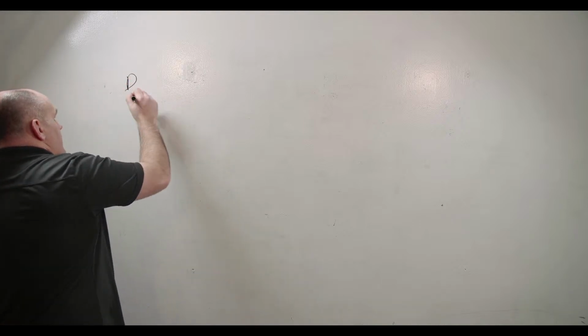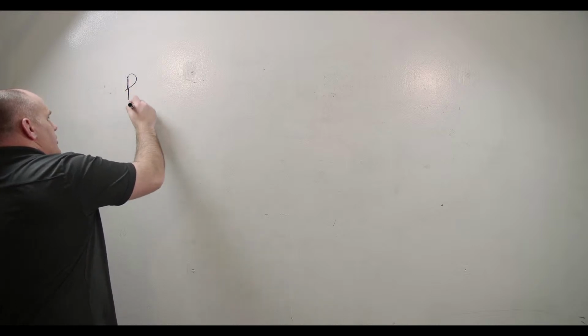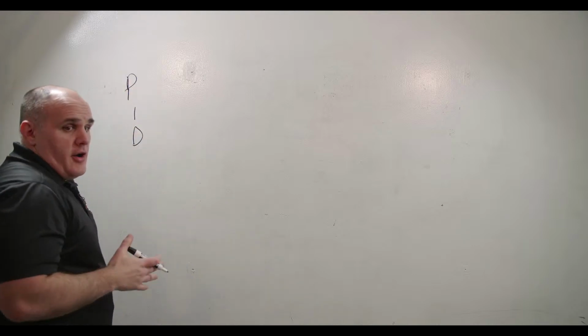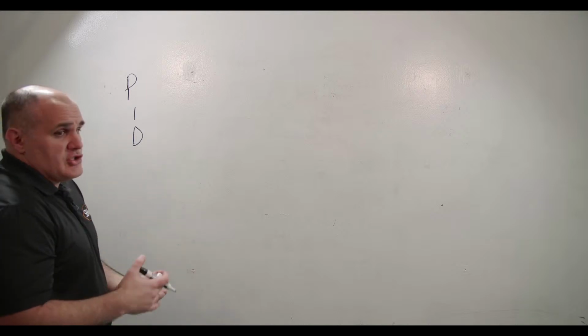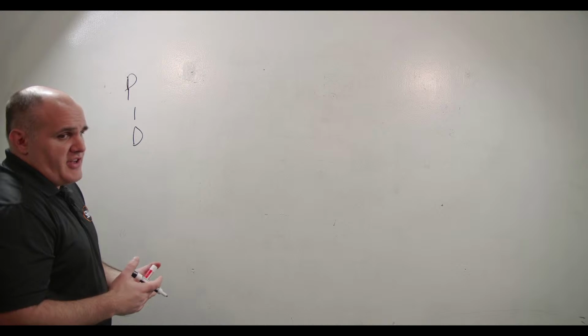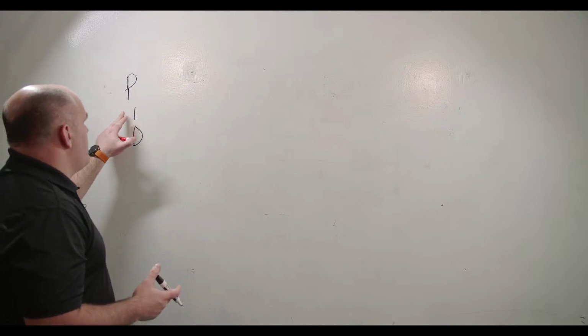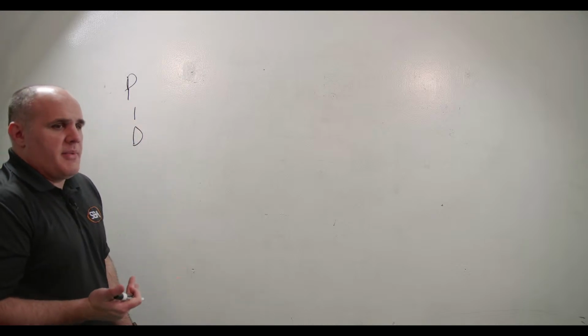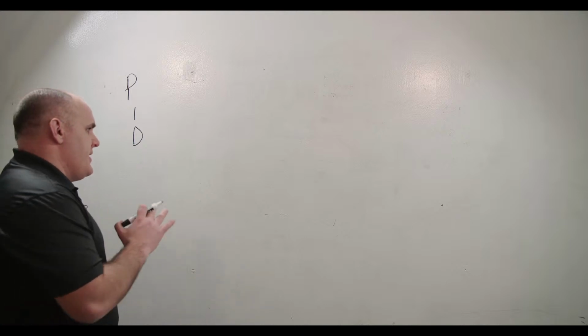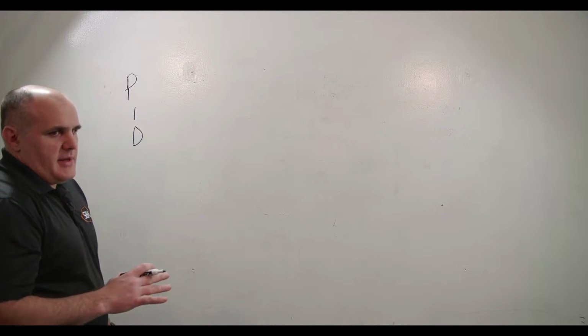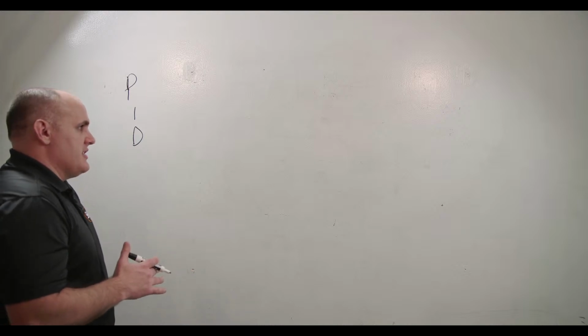So PID loop stands for proportional, integral, derivative. Now, my philosophy on this is that as a controls and building automation professional, we really should only be using P and I. And I'll talk about why in this episode a little bit later. But in order to understand how all this comes together, we have to understand what we're trying to do.